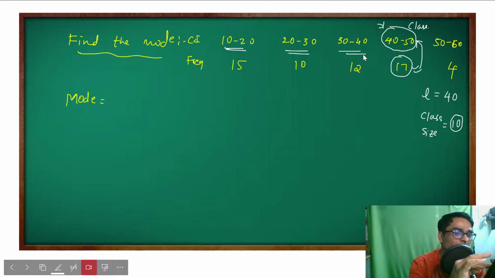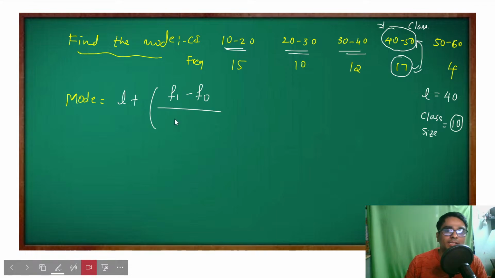If you know the highest frequency, then you will be able to decide a model class. Let's write now the formula: L plus (F1 minus F0) divided by (2F1 minus F0 minus F2) into H.